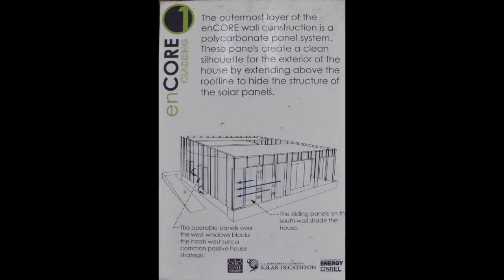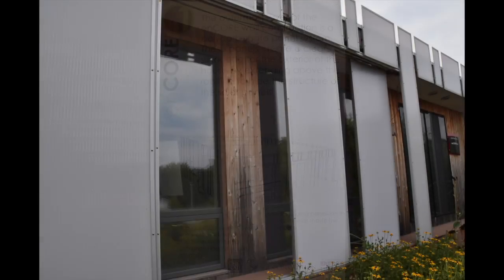On the west side of the house, there are operable panels over the windows, and on the south side there are operable sliding panels to cover the passive solar windows, which helps to protect from the sun on warmer winter days. These operable panels also function to block the windows during times where the occupants would like greater privacy.